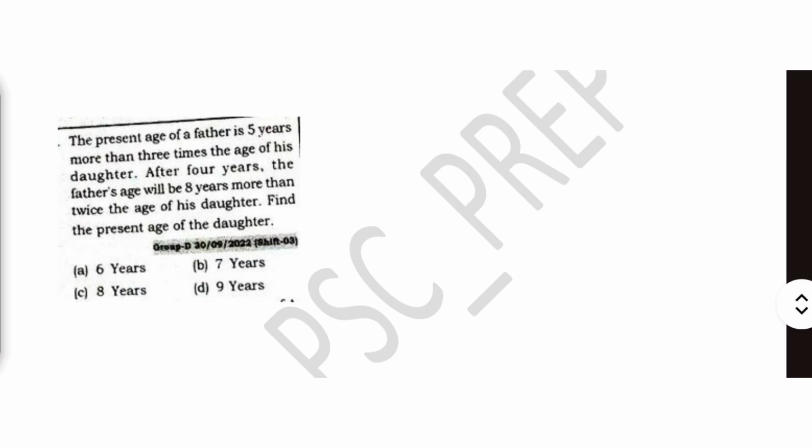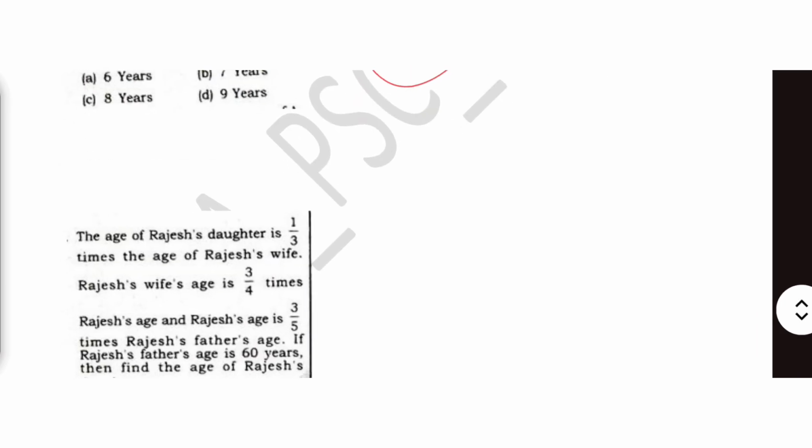The present age of a father is 5 years more than 3 times the age of a daughter. After 4 years, the father's age will be 8 years more than twice the age of the daughter. Find the present age of the daughter. I will give you this for homework, because the problems that we have done just now are based on a similar concept.